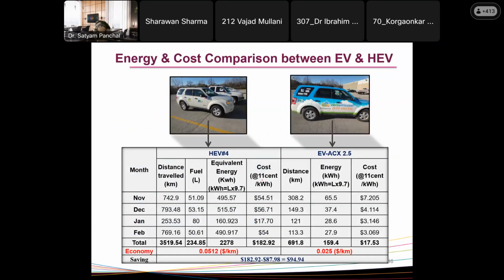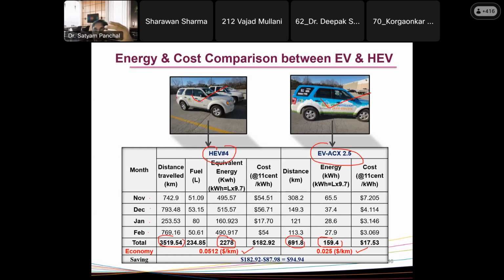After that, energy and cost comparison was also done for this particular vehicle, the hybrid electric vehicle versus the electric vehicle, and that you can see over here. In November, December, January, February, over 4 months, this hybrid electric vehicle was driven for 3,500 kilometers, and the equivalent energy consumption from liters to kilowatt hours is around 2,000 something kilowatt hours, and the economy is like 0.05 dollars per kilometer. The electric vehicle was driven for around 700 kilometers, and the equivalent is provided over here, at 0.025 dollars per kilometer. So the saving is around $94 for driving this electric vehicle compared to the hybrid electric vehicle. So this was the second task for our Transport Canada project: energy and cost analysis and the comparison.